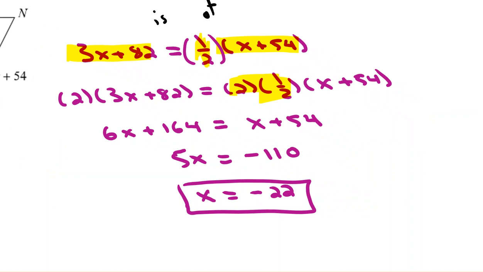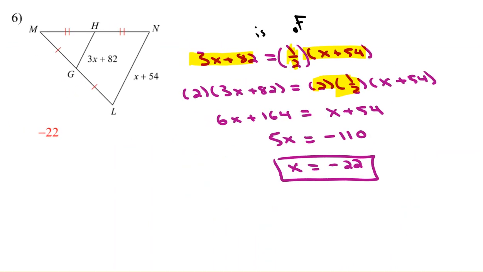Distributing on the left, I get 6x plus 164. 2 times 1/2 is our identity. That gives 1, and 1 times anything is itself, so we just write x plus 54. Bringing our x's to the left and our constants to the right, and dividing, we get x is equal to negative 22. Good algebra skills and the ability to write a statement are key for tomorrow.